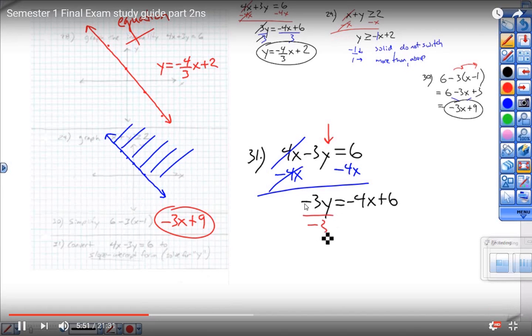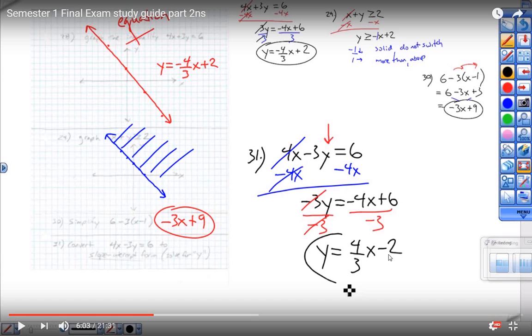Be careful. Make sure you're doing the opposite of multiplying by negative 3, which is dividing by negative 3. Divide this side by negative 3. Divide that side by negative 3. That negative 3 splits into two parts there. Negative 4 divided by negative 3 simplifies into positive 4/3. And 6 over negative 3 simplifies into negative 2.